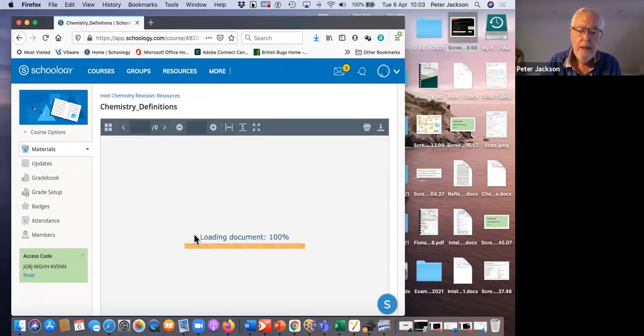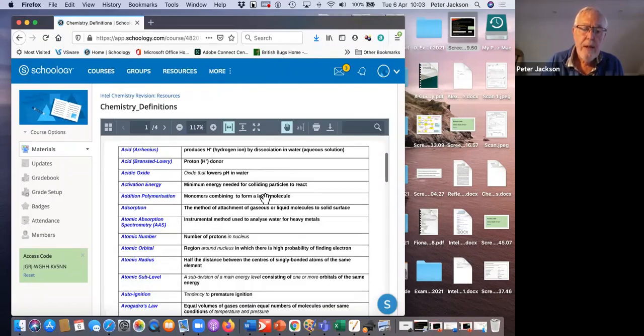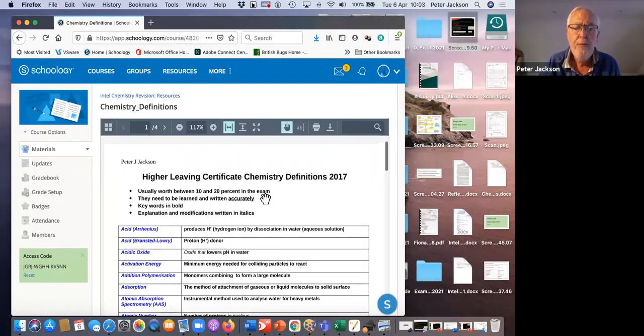If I open it in Schoology, what I see is that it actually shows up pretty well, but it's just a preview. If you want to look at it, use it properly, you need to click on the download button. There are, I think, 4 pages in this. Those 4 pages are worth 20% or more in your exam.